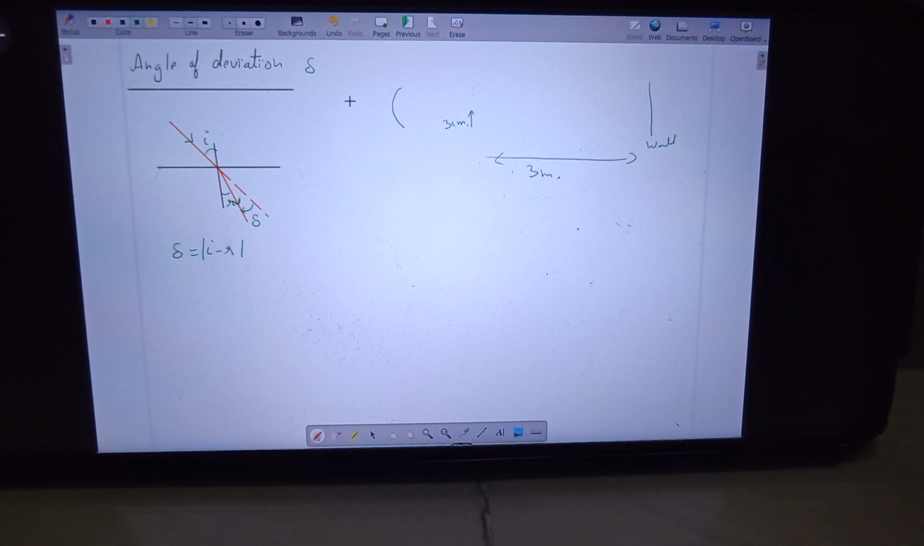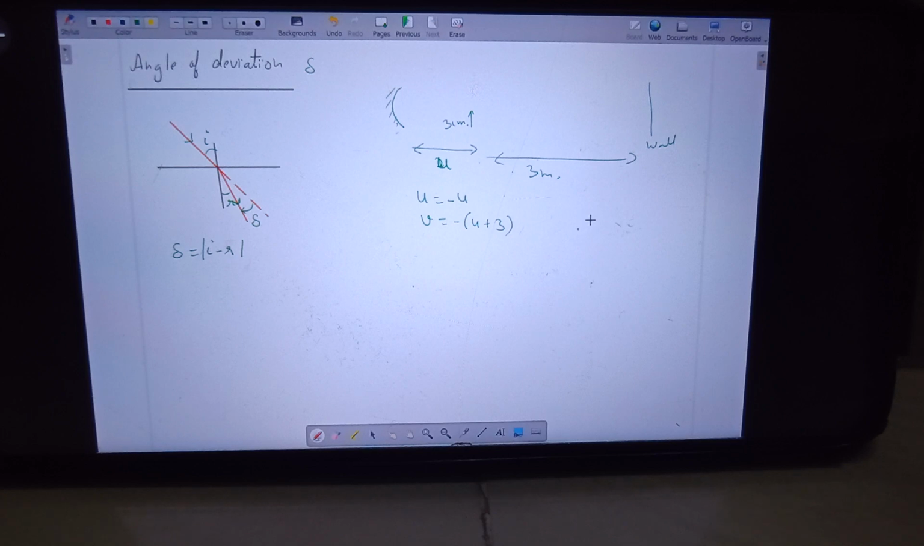On the other side, it can happen that the image of the object can be formed on the wall. They have not given us the focal length of the mirror, or the mirror is not given. Yes, this can be the case. Let the object distance be u. So object distance will be minus u, and image distance will be minus u plus 3. And then we can find out the focal length.